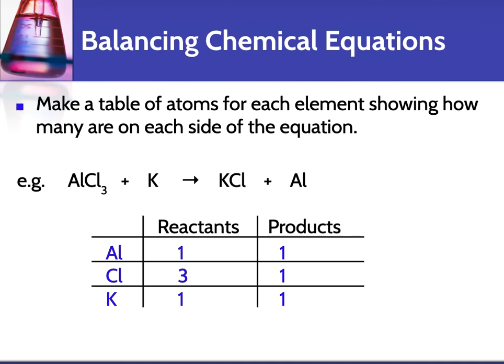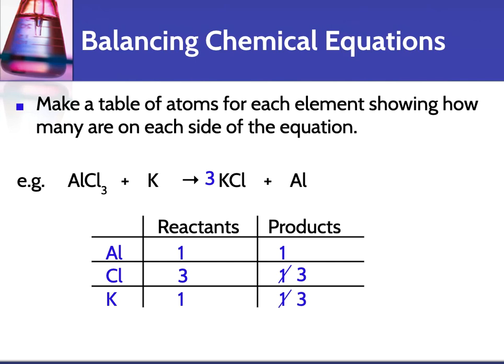Looking at our table, we can quickly see that the chlorine is not balanced. There's 3 on one side and only 1 on the other. So we need to balance the chlorine. We can do that by putting the coefficient 3 in front of KCl. Now we have 3 chlorine. But in doing that, we've also changed the potassium, so now we also have 3 potassium.